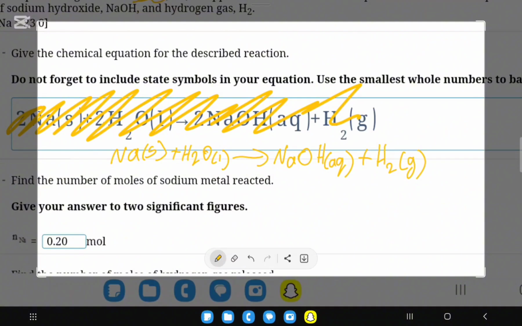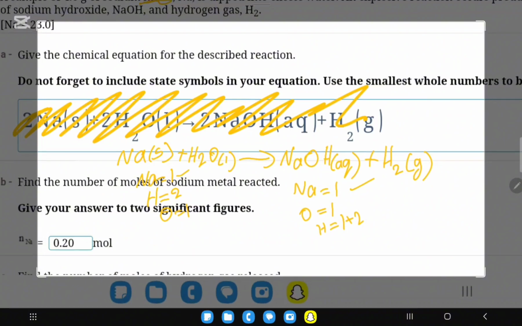As I said before, balancing is trial and error. We try. First we see how many atoms of each we have. Na is 1, H is 2, and O is 1. Na is 1, O is 1, H is 1 and 2. We start with sodium Na. It's 1 atom in the reactants, 1 atom in the product, so it's balanced.